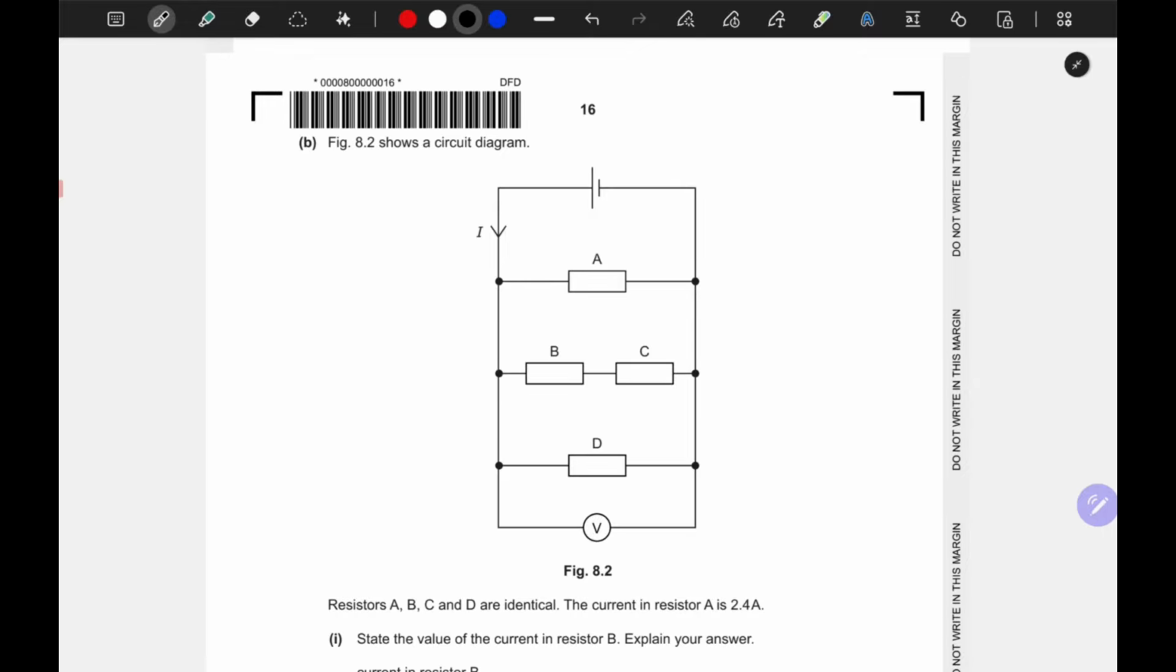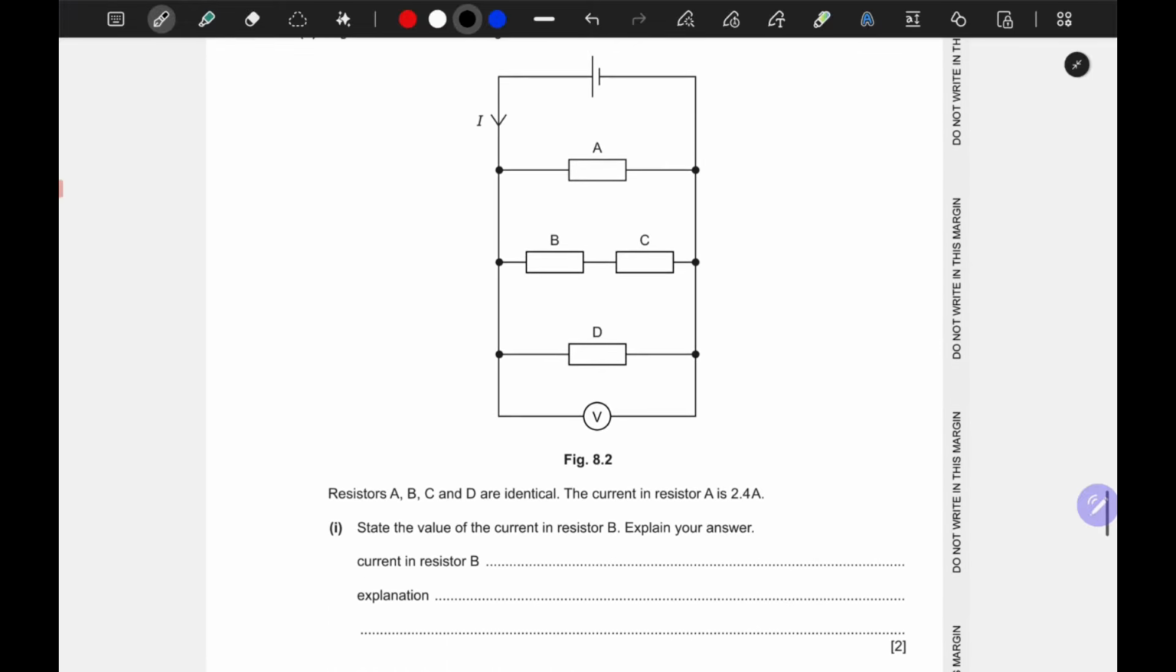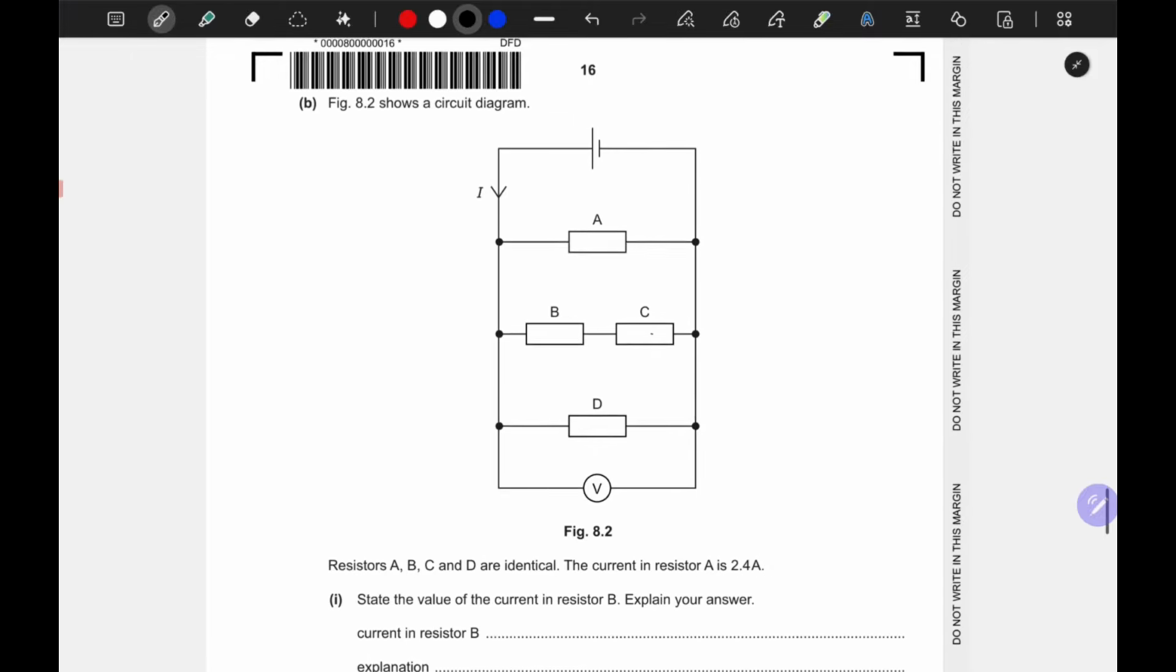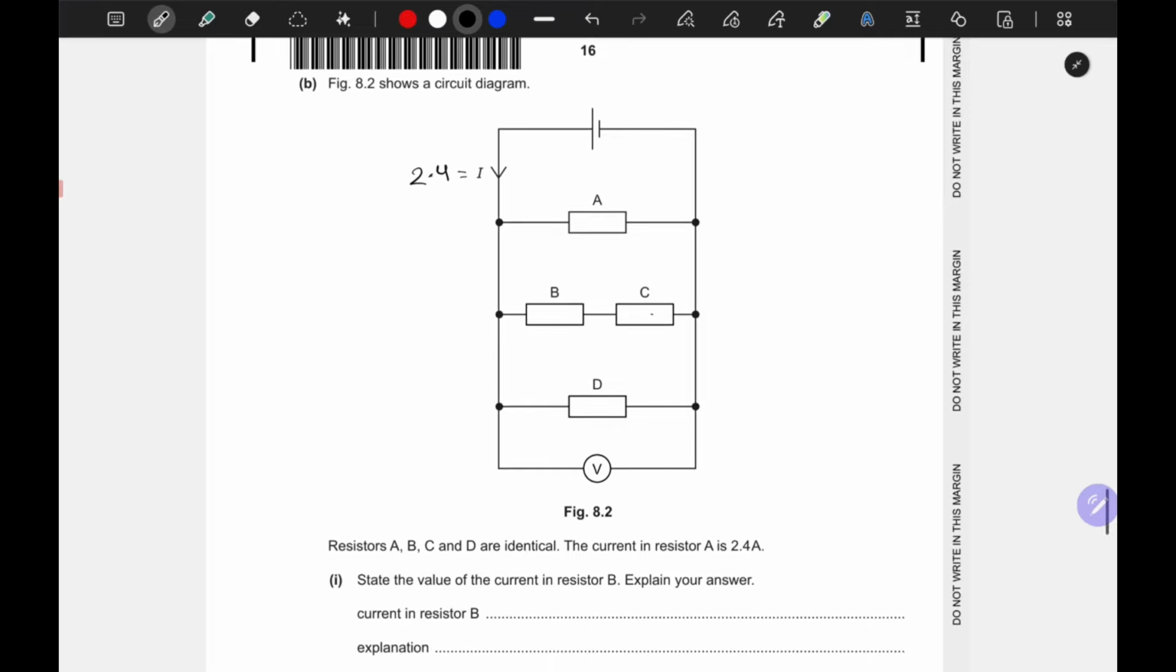Figure 8.2 shows a circuit diagram. Resistors A, B, C, D are identical. The current in resistor A is 2.4 amps. Since they're all identical, they're all 2.4. Never mind, I is the total current, and the current here, call it IA, is 2.4.